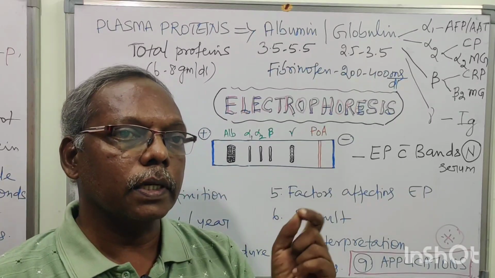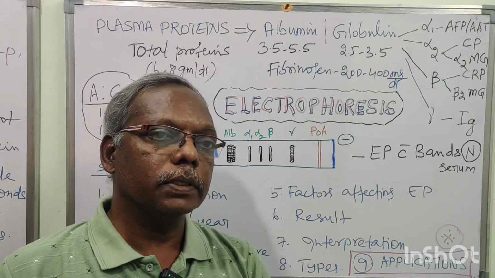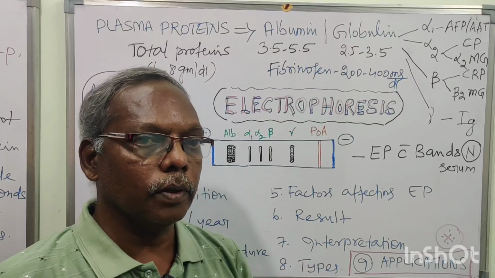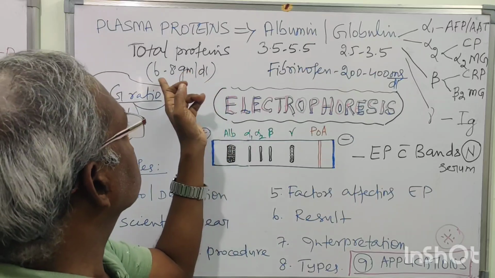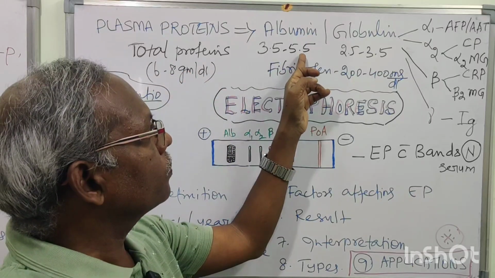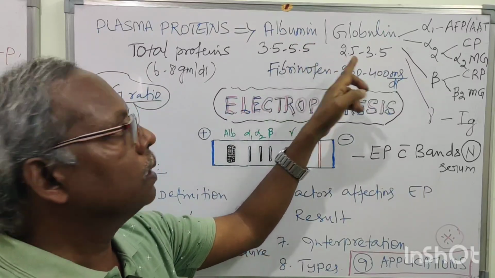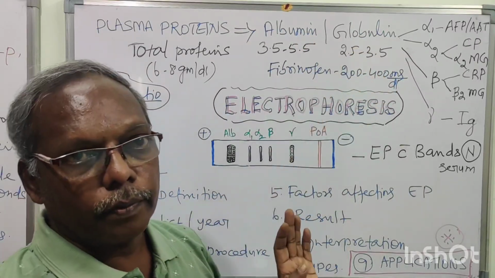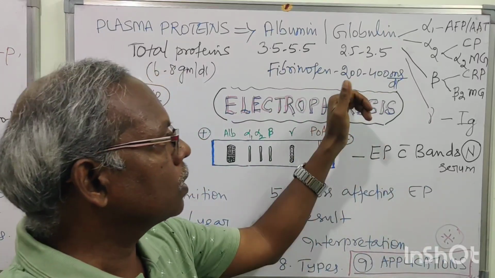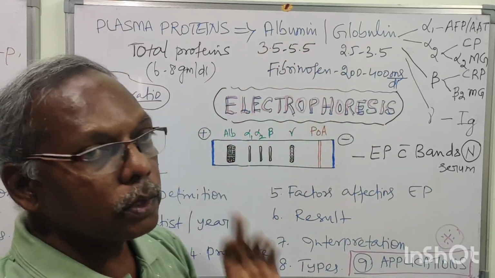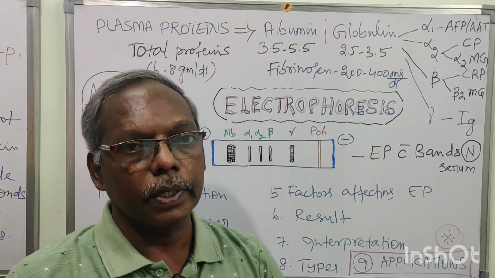Sometimes some students write total protein as some 10, but the addition of globulin and albumin is less than 5 or 6, like that. If you add these two, the total will come. So total protein is 6 to 8, 3.5 to 5.5 grams per deciliter for albumin. Some books say 6 also, right? Globulin 2.5 to 3.5. Fibrinogen is different, the unit is milligram per deciliter, 200 to 400 only. All the 4 values are very important in MCQs, right? Fibrinogen 200 to 400 milligram per deciliter.